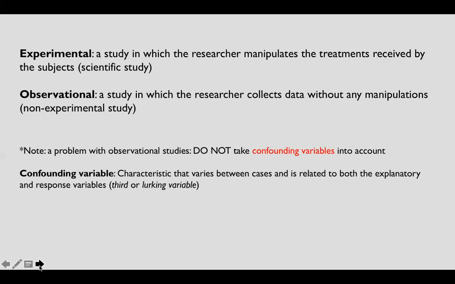One problem with observational studies is that they do not take confounding variables into account. So confounding variables are also called third or lurking variables. They can vary between cases, and they're related to both the explanatory and response variables. So a common confounding variable you may hear might be age. Age may not be taken into account in some observational studies. So just something to look out for.